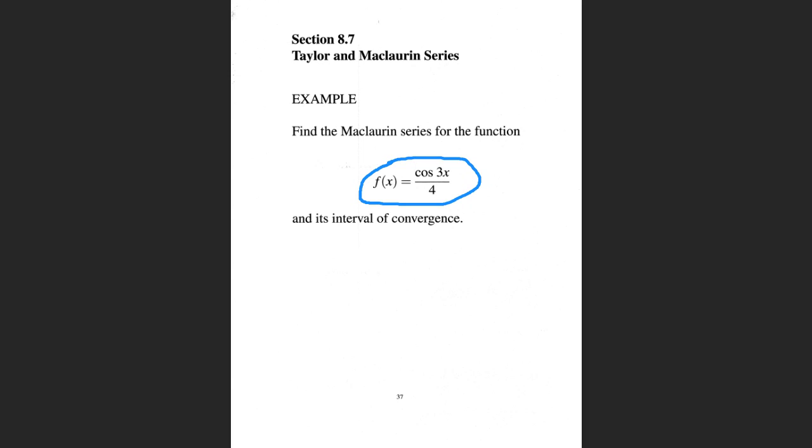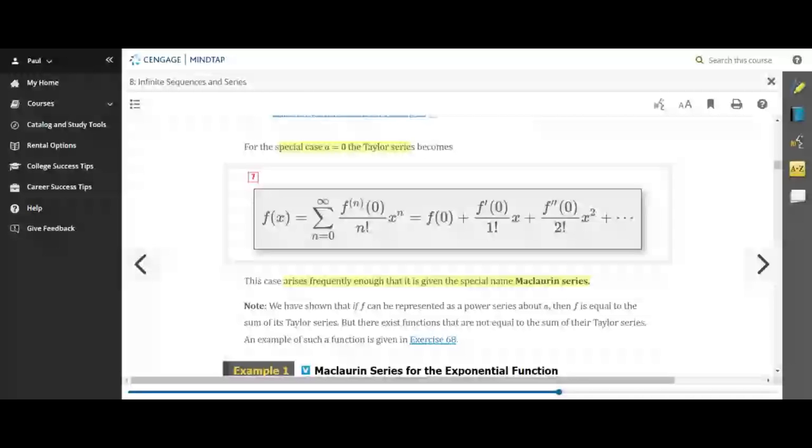All right. So we want to express this function, the cosine of 3x divided by 4, as a Maclaurin series. Now let's remind ourselves from the ebook. This is a Maclaurin series. So take a look at it.